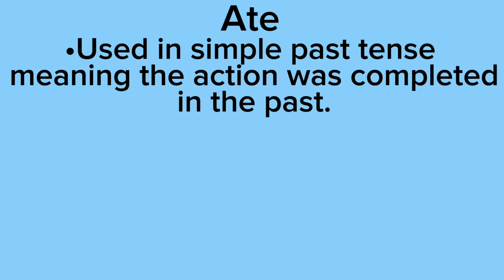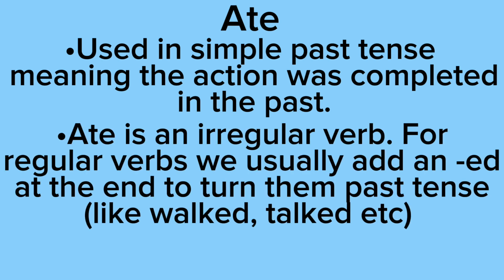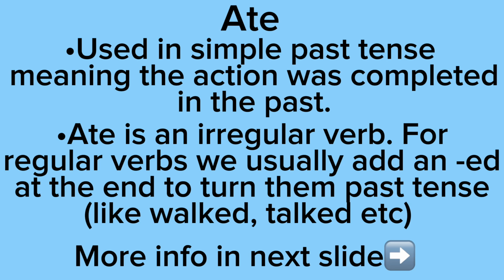Next we have ate. Ate is used in simple past tense, meaning the action was completed in the past. Ate is an irregular verb. For regular verbs, we usually add an ed at the end to turn them past tense, like walked, talked, and so on. And there will be more info in the next slide.